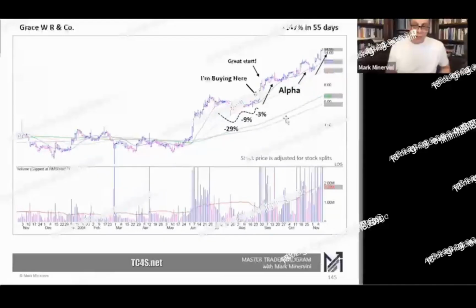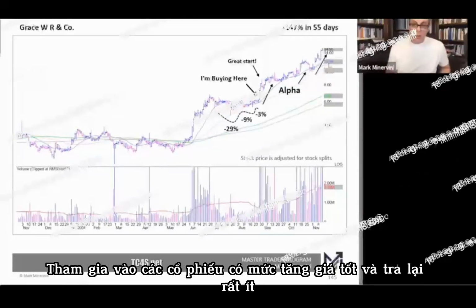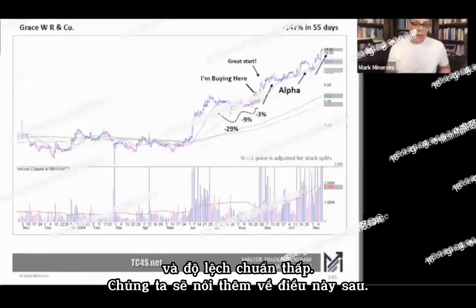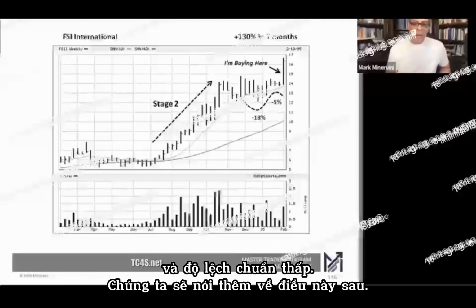We want to be involved in stocks that are having those nice moves up and giving back very little. And that's standard deviation too. We want high alpha, low standard deviation. We'll talk more about this later too.